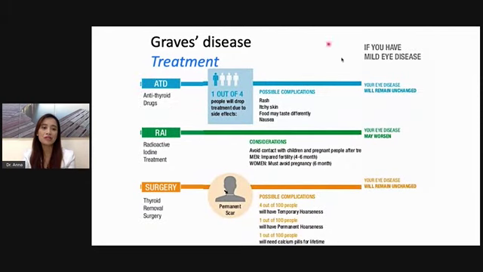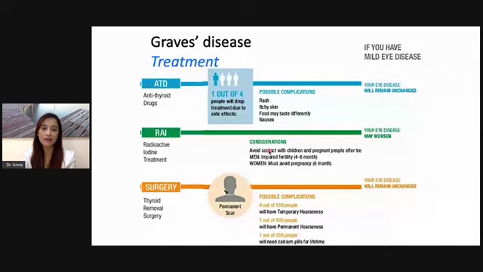Possible complications with anti-thyroid drugs: some patients will have side effects like rash and itchy skin. In rare cases, we can have agranulocytosis. And 1 out of 4 people will drop out because of the side effects. And the eye disease will remain unchanged.